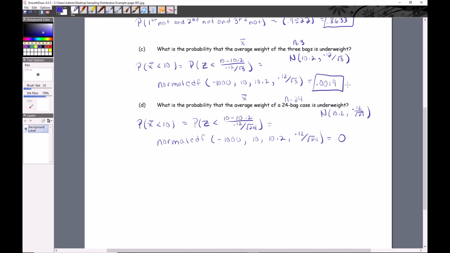See how small this is? If you ramp the sample size up from 3 to 24, you should never see the average for all 24 bags being underweight. That should practically never happen. The number is something times 10 to the negative something huge, and so that's a completely expected answer.